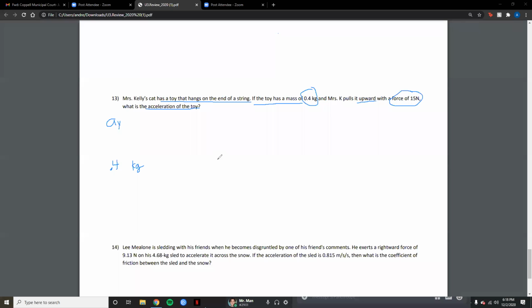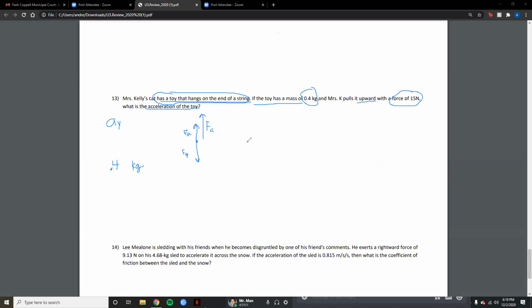Our FBD, our free body diagram, would look like this. One going up, one going down, and another one going up, a bigger one. The bottom one would be F of g. And since this toy hangs on the end of a string, that would be tension, F of a. And then we also have another F of a right here, which is applying force upwards.